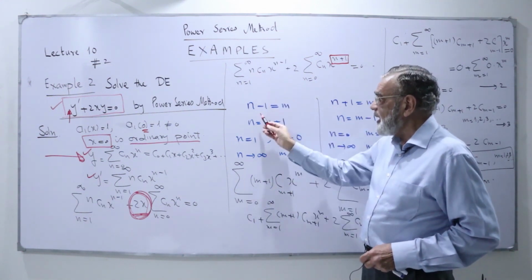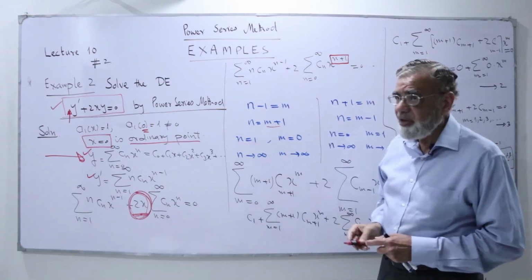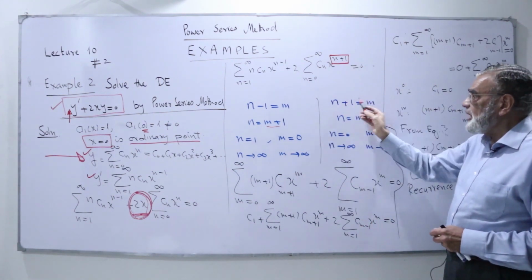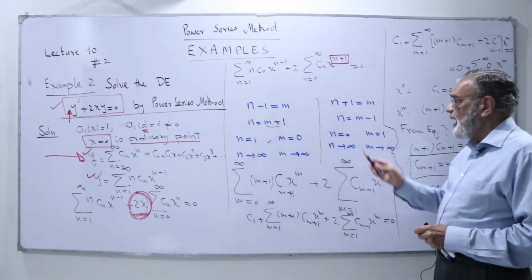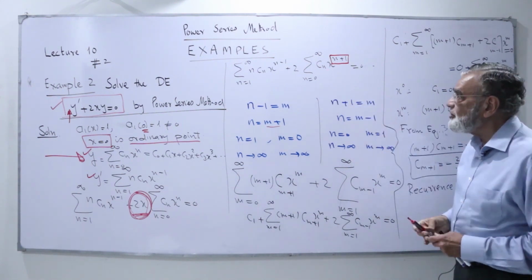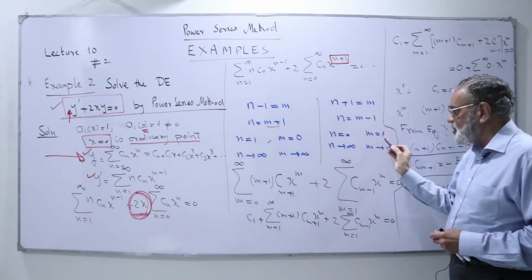I change n by m plus 1, and here also n by m plus 1, and here n minus 1 by m. We come to the second term, we have n plus 1. We take n plus 1 is equal to m, and my n is m minus 1. I change my n here. So we also have to change the summation: when n is equal to 0, then m is equal to 1.